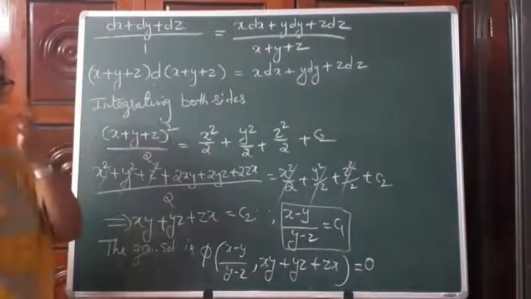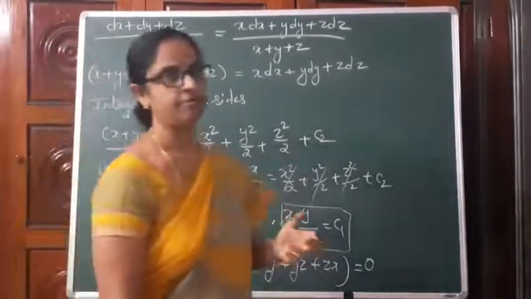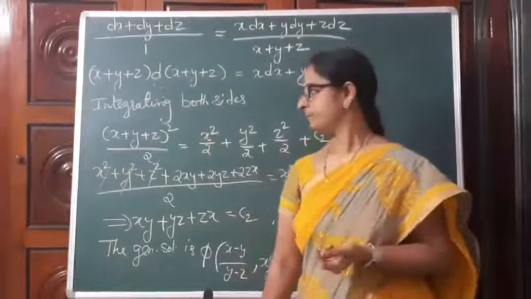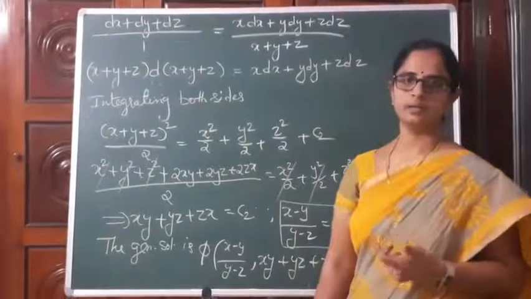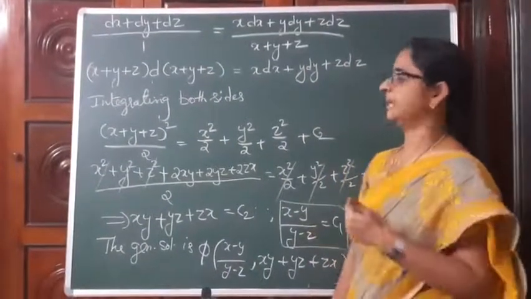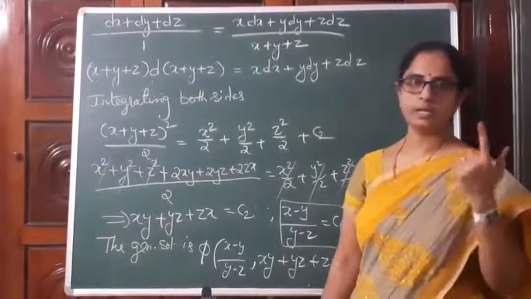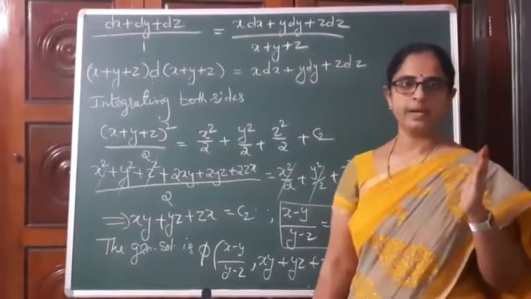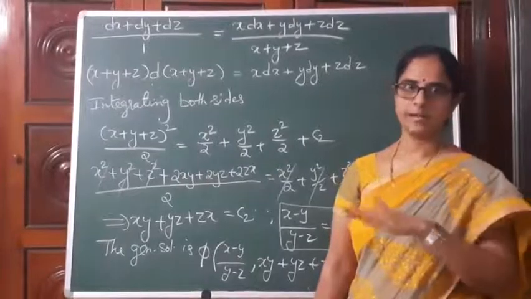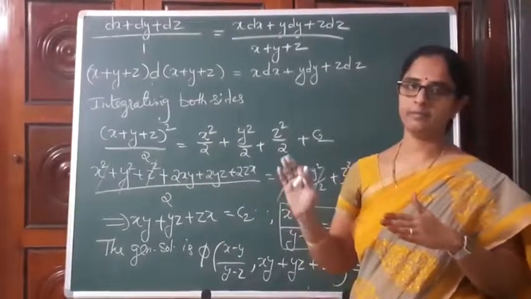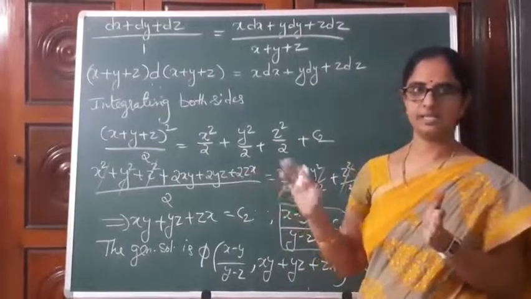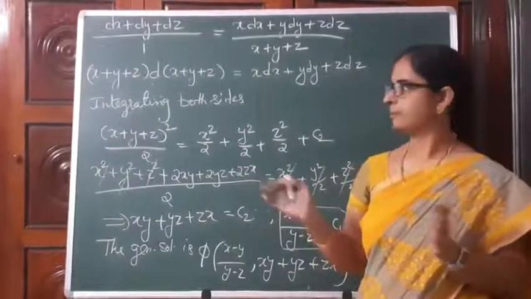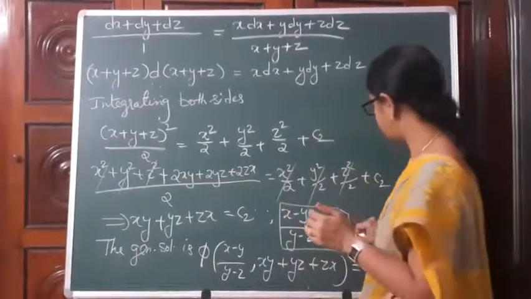This is a very important problem from the examination point of view. You need to practice again and again to remember that idea. So first, what did we do? We considered the auxiliary equations and took the multipliers as 0, 1, minus 1 and 1, minus 1, 0. That is dx minus dy and dy minus dz. So simplifying the terms and integrating, we obtained the solution.